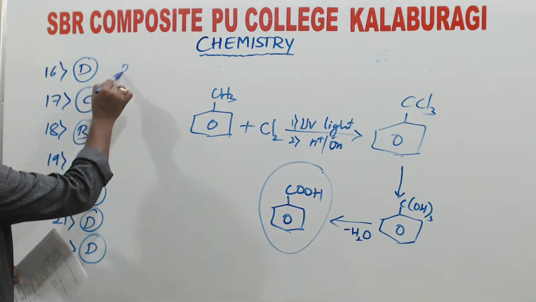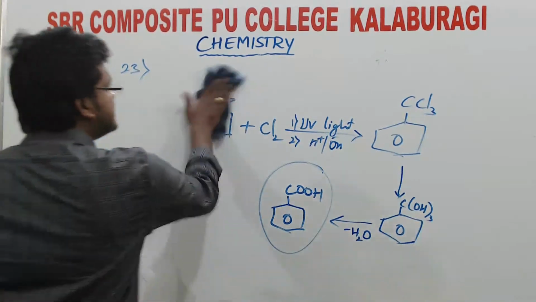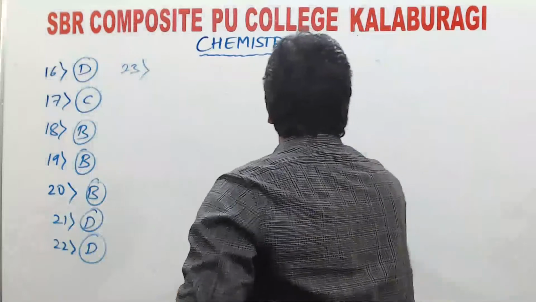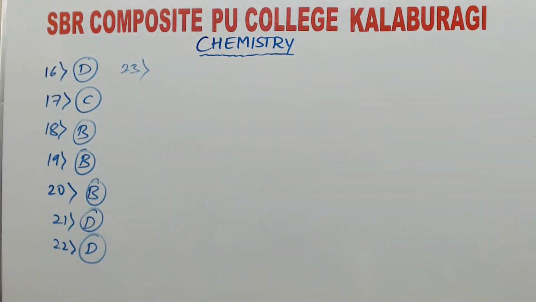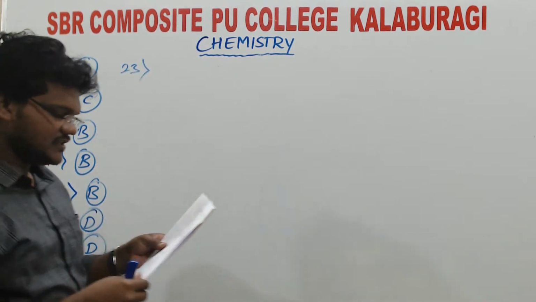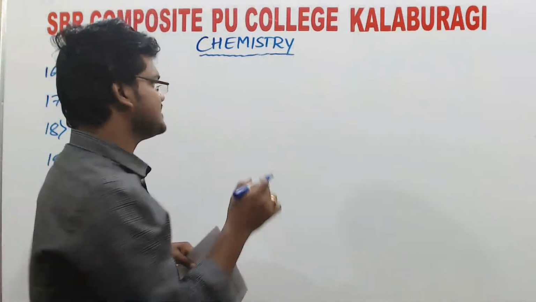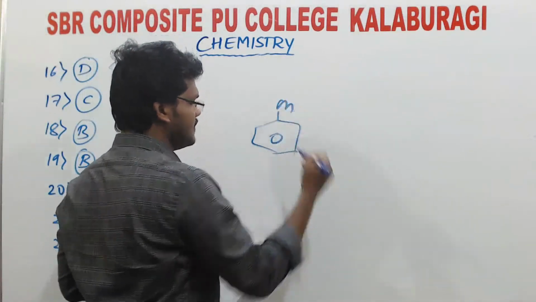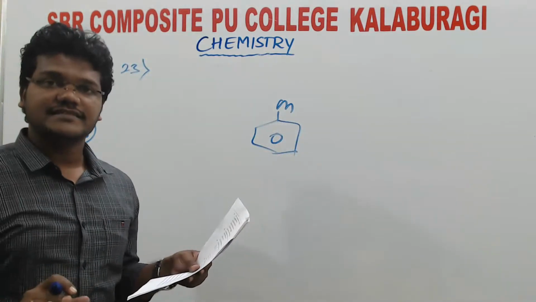So let's talk about 23 now. In the following compounds, the order of acidic strength, all are phenols. Phenols are more acidic in nature, that you remember. They are aromatic compounds, and phenols are acidic in nature.